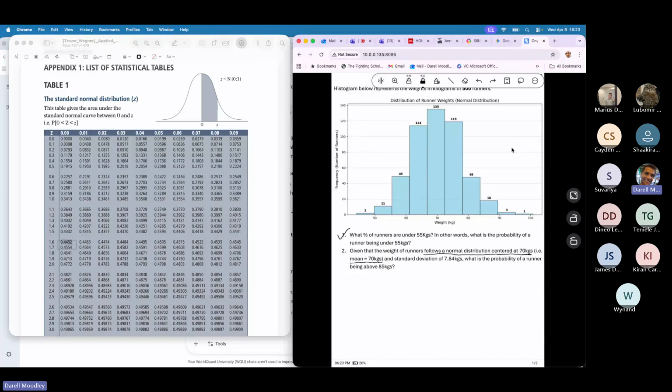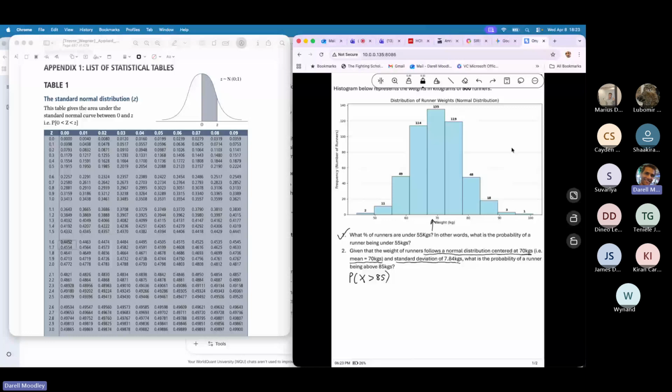And we can see that, okay? We can see that the average sits around here because it peaks here. And we are given a standard deviation of 7.48 kgs. What is the probability of a runner being above 85 kgs? So in other words, what they're asking us to work out is, what is the probability that X is greater than 85? That's what they're asking us to work out.